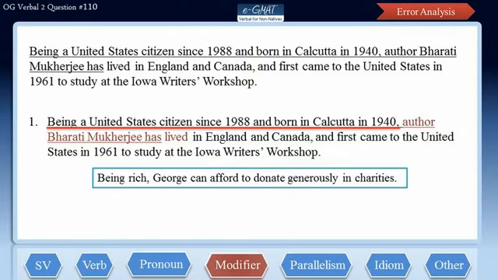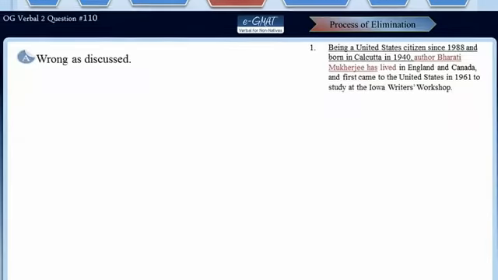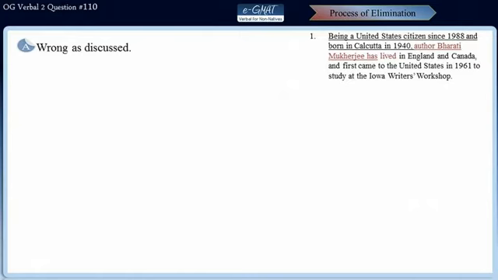Well, this is the only error here, and let's run the POE to find out which answer choice rectifies this error. Well, choice A does not, as we just discussed.